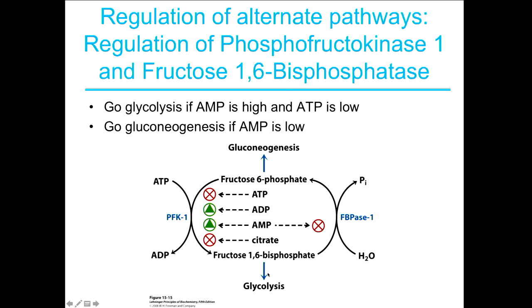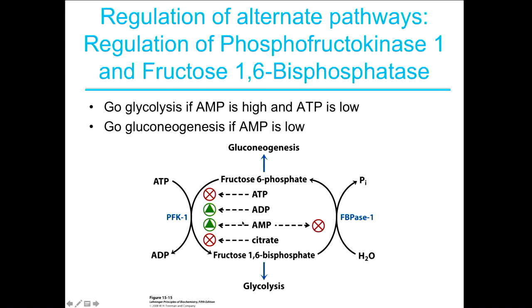And we have a little diagram here where we can say, okay, here's that enzyme, phosphofructokinase 1, fructose 6-phosphate to fructose 1,6-bisphosphate. Here's our ATP. It's going to give us a little red X. It's going to say slow down enzyme. Okay? Now, this enzyme's sensitive to other things as well.